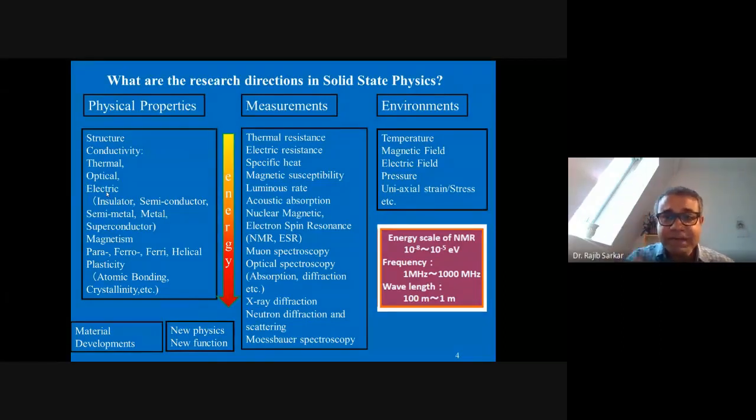Anyway, the measurements you want to do cover all these physical properties: thermal resistance, electrical resistance, specific heat, magnetic susceptibility, acoustic absorption, nuclear magnetic resonance, electron spin resonance, muon spin rotation, and so on, and then neutron scattering and Mössbauer spectroscopy. So when you go from thermal resistance to neutron scattering, your energy actually increases.